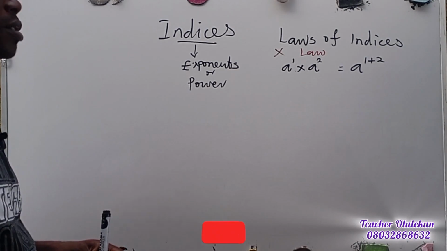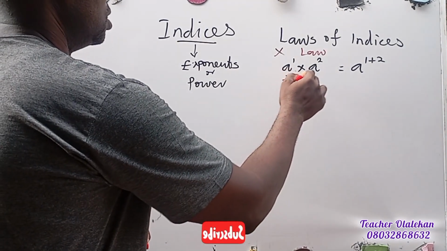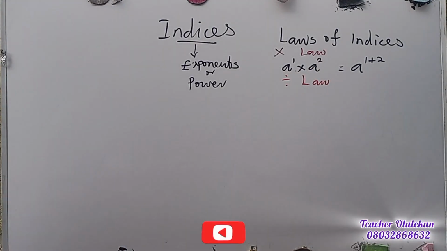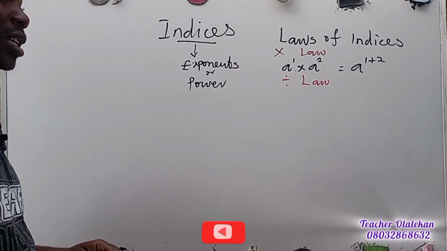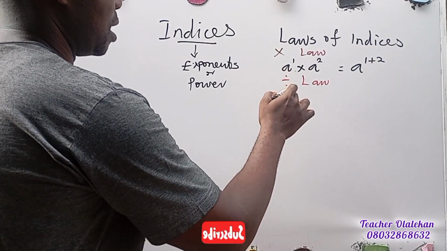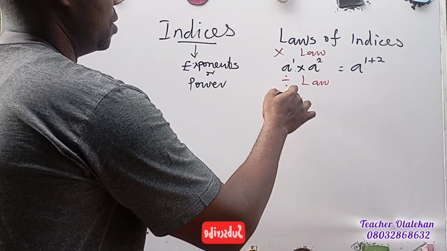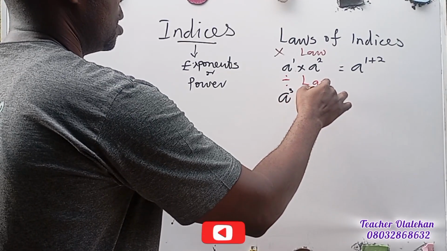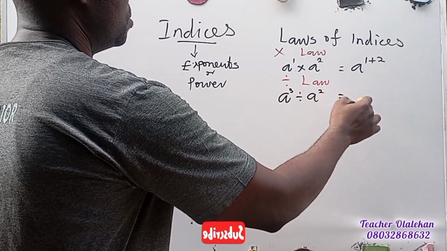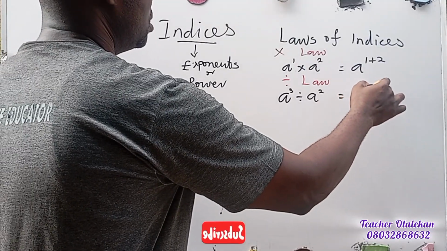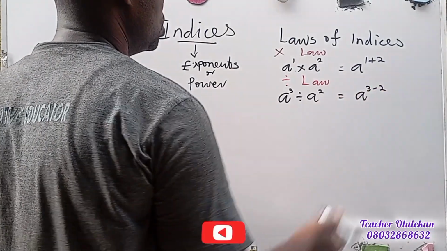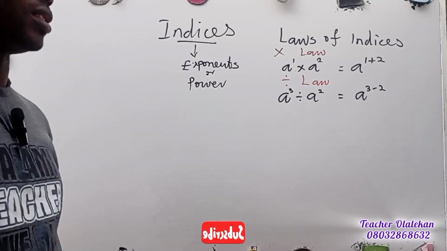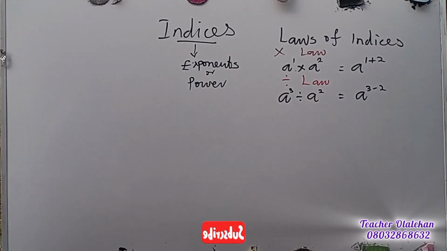And also we have the division law. So what is the division law of indices? The division law of indices says that when you divide, you take away the exponent. So using a as our base as well, let's have a raised to power 3 divided by a raised to power 2. So that simply means a raised to power 3 minus 2, which is going to give us a raised to power 1. So that is for the subtraction.